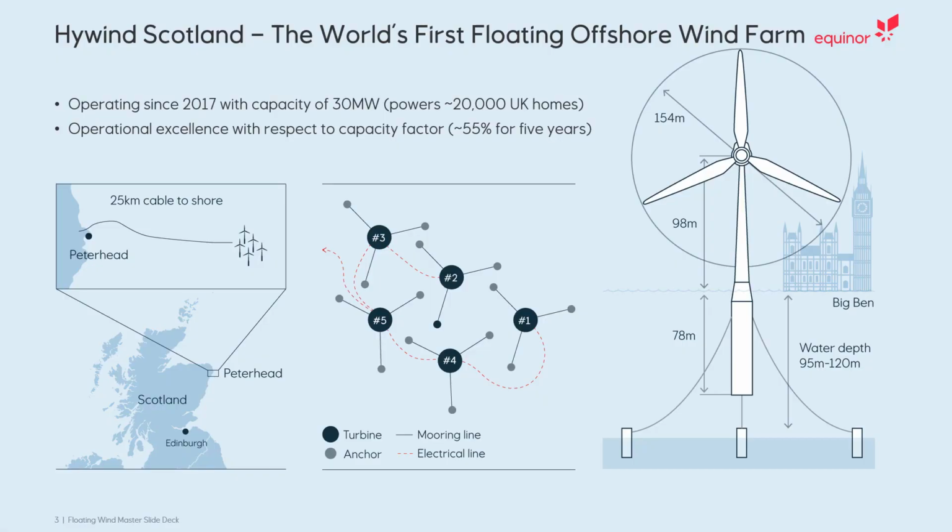Before I share the video, I want to briefly show what our Hywind Scotland floating offshore wind farm looks like. It's a commercial floating offshore wind farm. It's been operating since 2017. It has 5 6 megawatt turbines, so a total capacity of 30 megawatt.